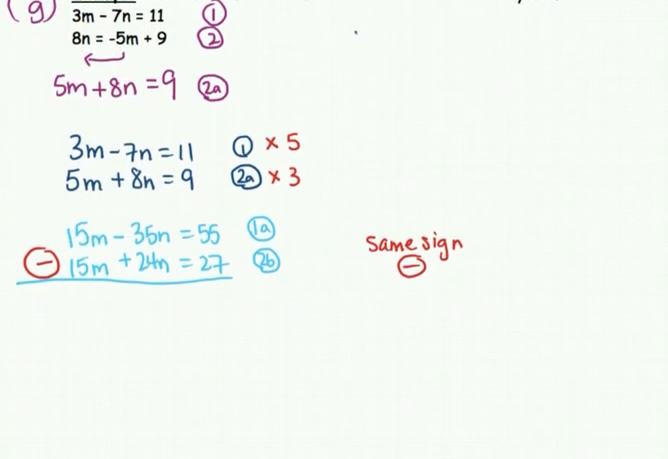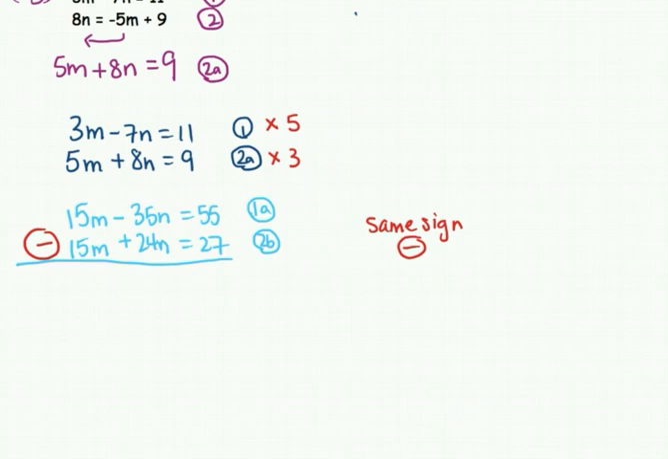15m minus 15m will cancel out, become 0. So you have negative 35, subtract negative 24. Okay, so then you're going to get negative 59. And then on the other side of the equal sign, you have 55 subtract 27, which is 28. Okay, and then go through, throw the 59 over.